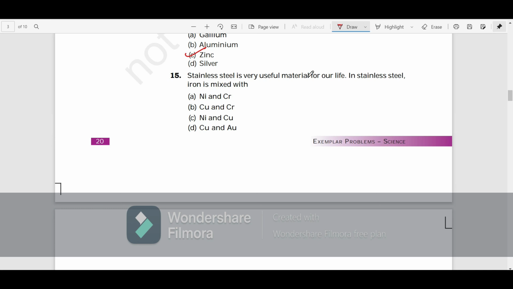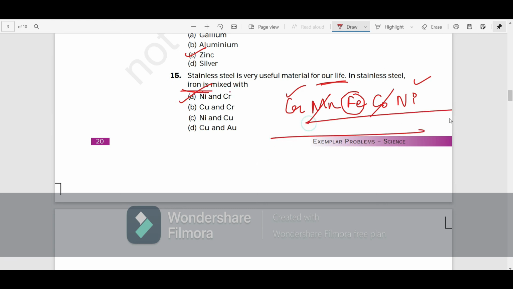Stainless steel is a very useful material for our life. Stainless steel: iron is mixed with. So this you can remember with a trick. If you remember the 24th element, chromium, then manganese, then iron, then cobalt, then nickel. Iron is there, leave this and leave this, so it will be chromium and nickel. Chromium and nickel are found with it. First option, chromium and nickel. These two are mixed. This is a trick you can remember like this.